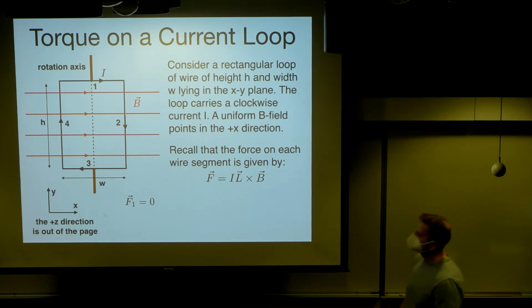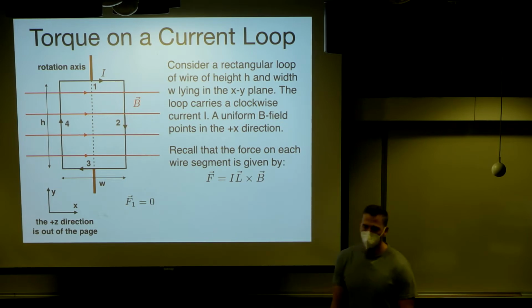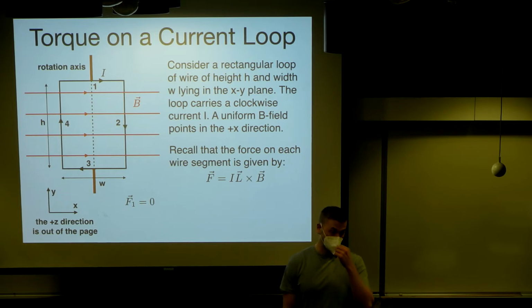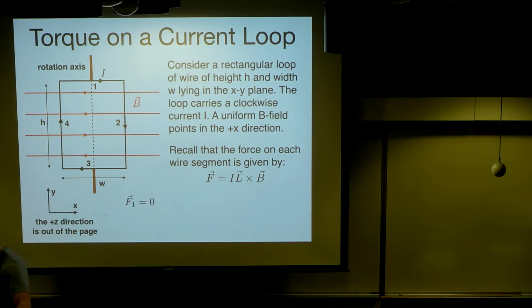Now let's look at the second segment of wire. Is this going to have 0 force acting on it? No. No, because now what is the angle between our B field and our current direction? 90. Now it's a 90-degree angle, right? So remember, with cross products, if there's a 0-degree angle between the two vectors, you get 0. If there's a 90-degree angle, you actually get the maximum possible value out, right? Because it's like sine 90 is 1, right?